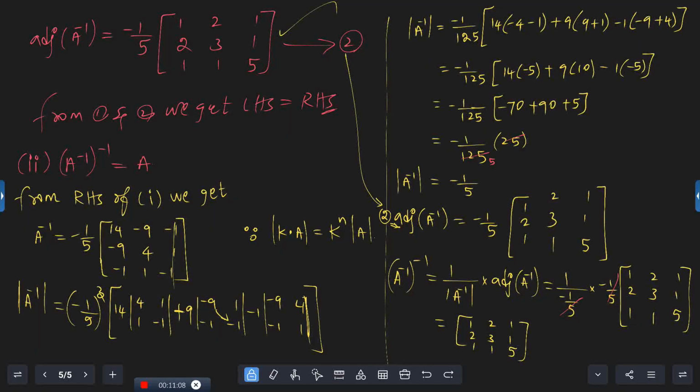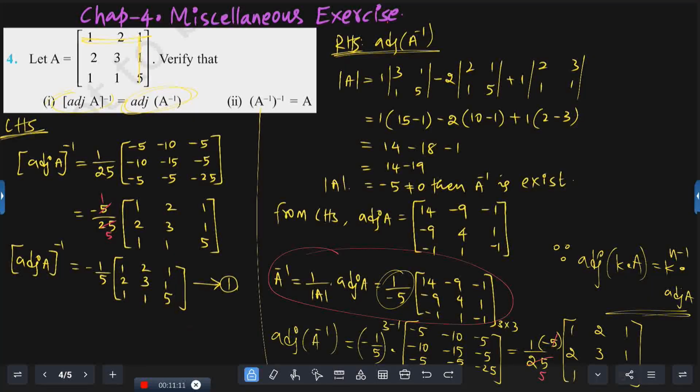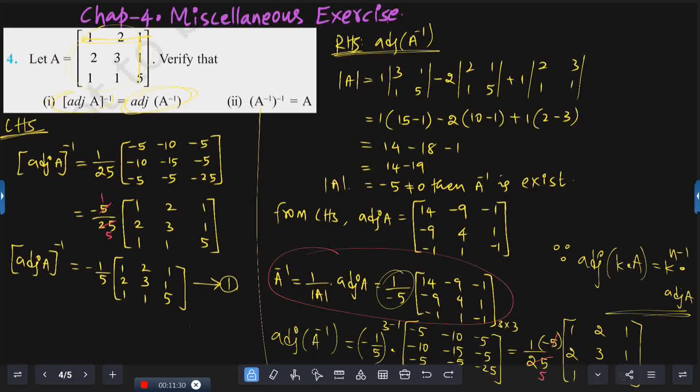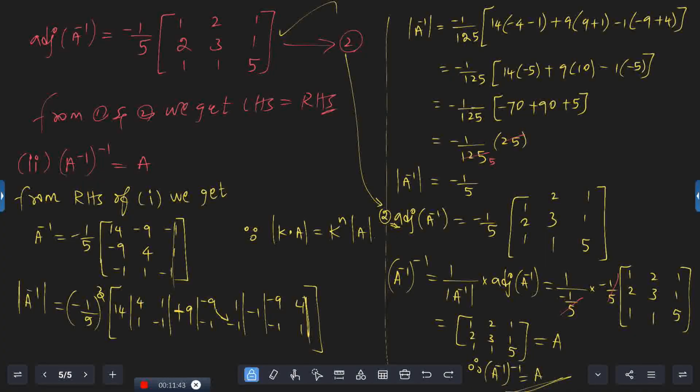You can see this is actually the question matrix, 1, 2, 1; 2, 3, 1; 1, 1, 5. This is purely the question, which is A. Therefore A inverse, the whole inverse, equals A. Have you understood, children? So this is the first subdivision. Subdivision number 1, left hand side, we got the answer. Shall we go next, Raja?